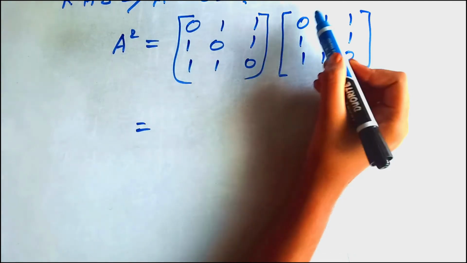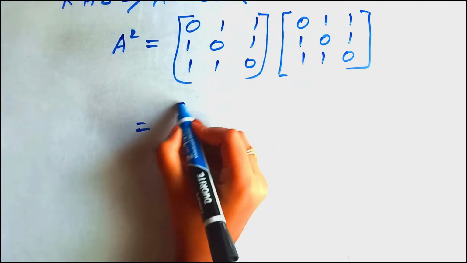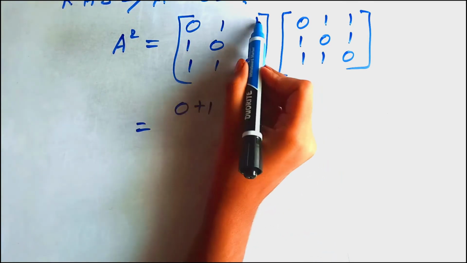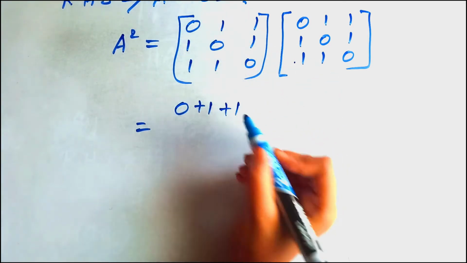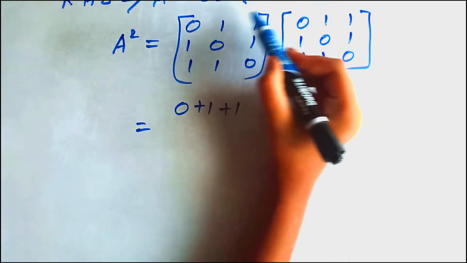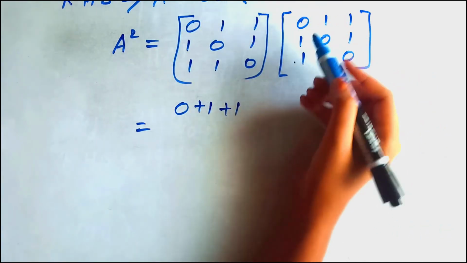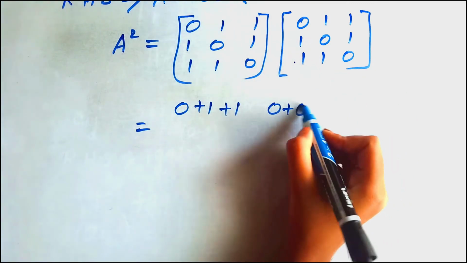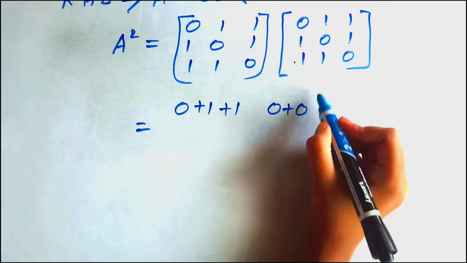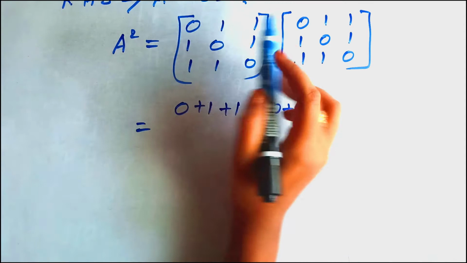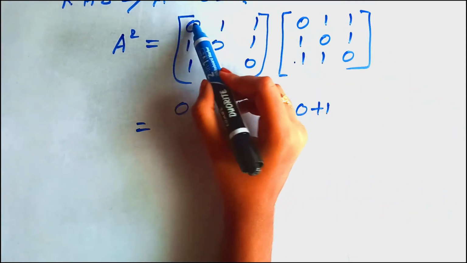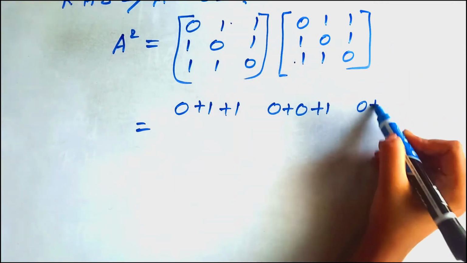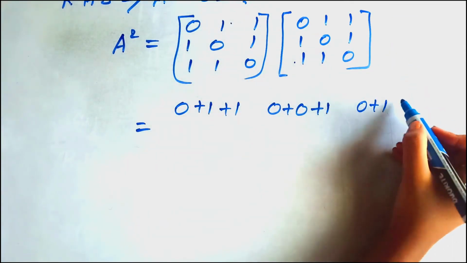So first row and first column: 0 into 0 it will be a 0, plus 1 into 1 it will be a 1, and then 1 into 1 it will be again a 1. And for first row and second column, 0 into 1 it will be a 0, and then 1 into 0 it will be a 0, and then 1 into 1 it will be a 1. And then the first row and the third column, 0 into 1 it will be a 0, and 1 into 1 it will be a 1, and 1 into 0 it will be a 0.